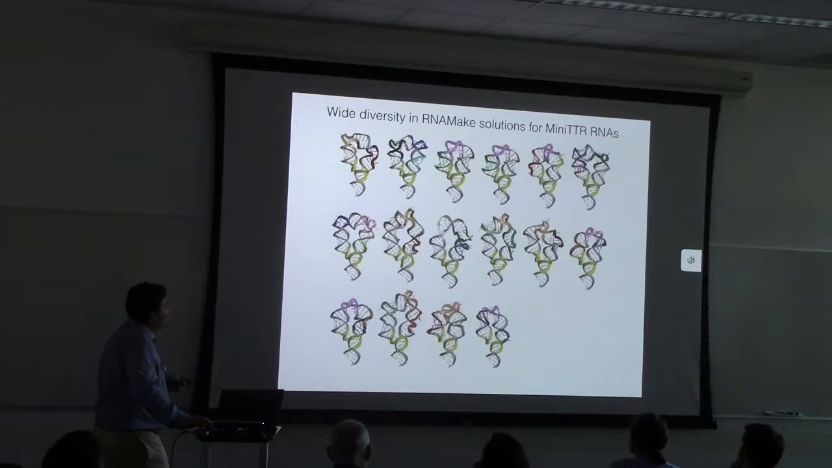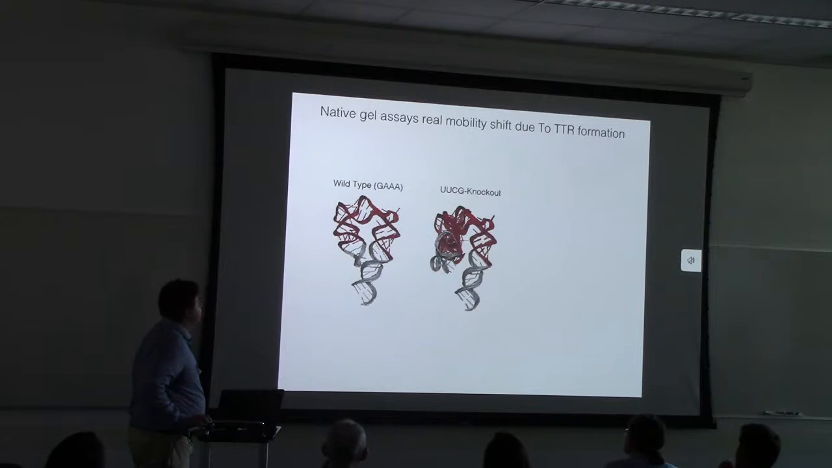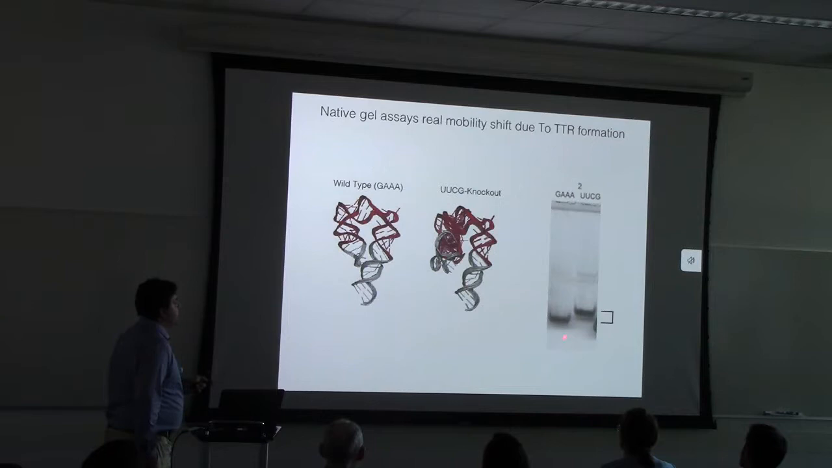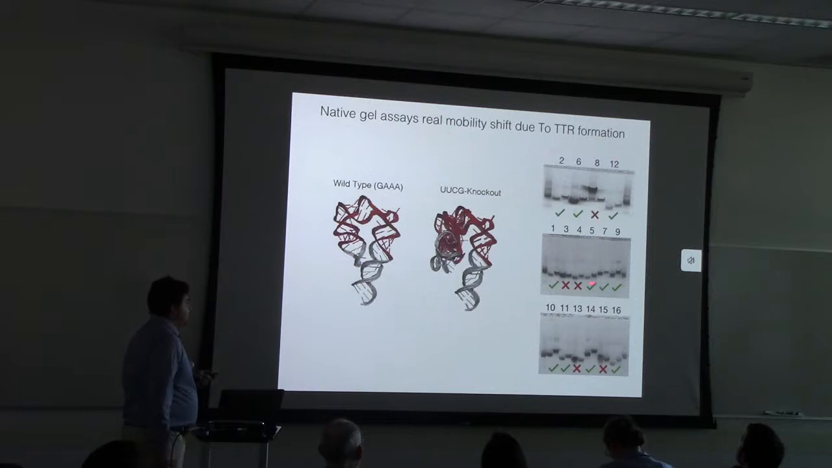So we use a set of biochemical tests where we first looked at each construct with a GAAA tetraloop, which binds the tetraloop receptor. And then we put in a UUCG knockout, and we ran both on a native gel with the idea that the UUCG is going to be flopping all around, not forming this tertiary contact, and will run slower on the gel. We did this for all 16, and you can see these effects in a majority of them. Five of them you cannot, but it's a pretty good success rate.